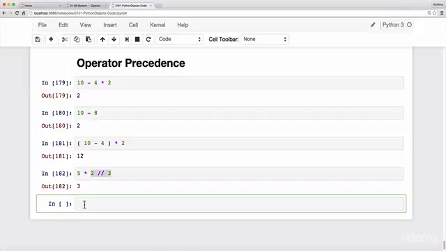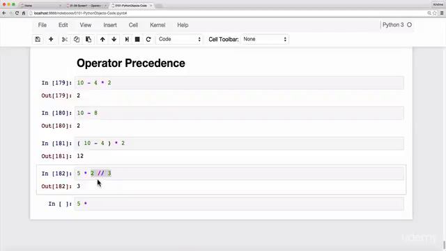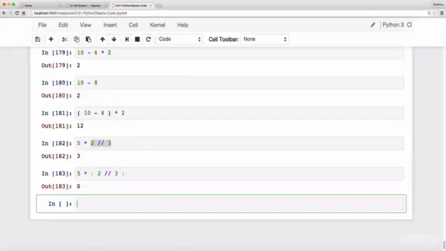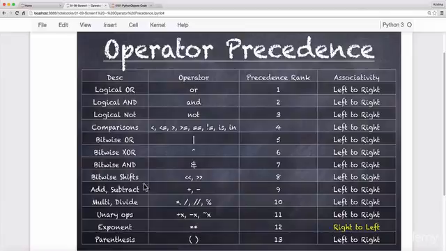Suppose you want to force the floor division expression to be evaluated first, then you have to put it in parentheses. That will result in the value of 0. Almost all the operators have left to right associativity, except the exponential, the power operator, which has right to left.